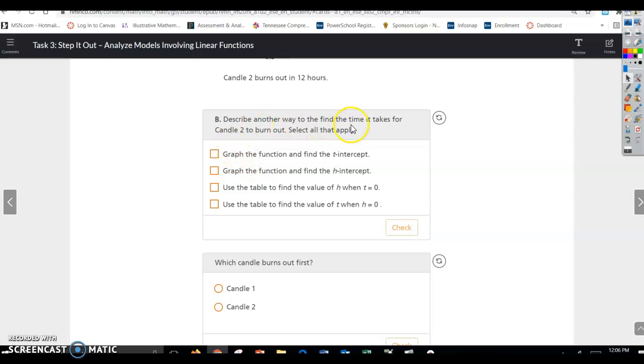It says describe another way to find the time it takes candle 2 to burn out. Select all that apply. Graph the function and find the t-intercept. So you could do that using the 6 as your y-intercept and your slope as your rate of change, and you could keep going down until you got to the t-intercept. We don't need the h-intercept. Use the table to find the value of h when t is 0, so we could do that. Use the table to find the value of t. Oh wait a minute, this is the one we need. t is what we need, not h.